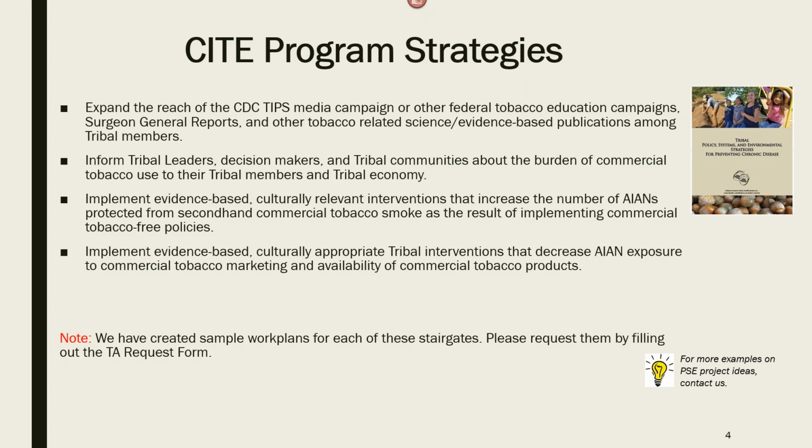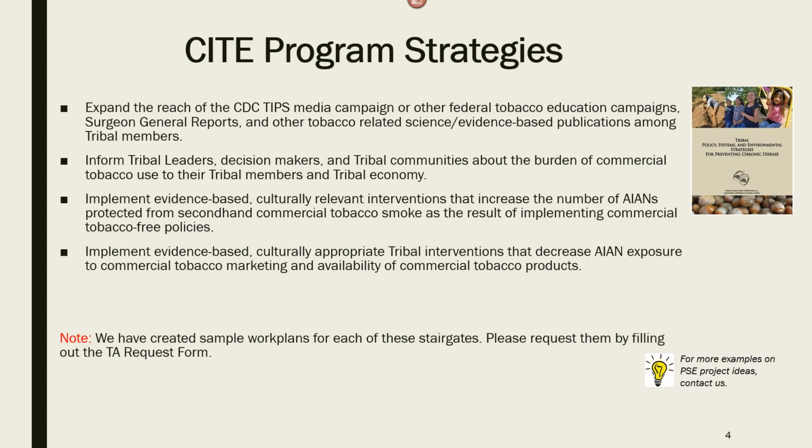The third one is to implement evidence-based, culturally relevant interventions that increase the number of American Indian Alaska Natives protected from secondhand commercial tobacco smoke as a result of implementing a commercial tobacco policy. And the last one is to implement evidence-based, culturally appropriate tribal interventions that decrease AIAN exposure to commercial tobacco marketing and availability of commercial tobacco products at the site. That could be at the tribe or whatever tribal organizations that you're part of.